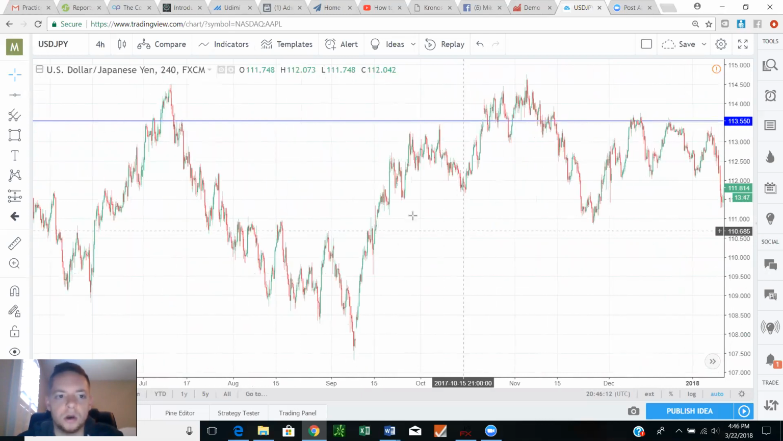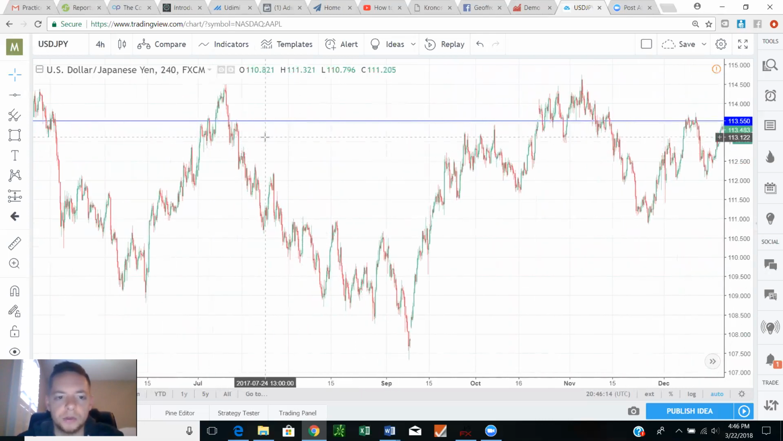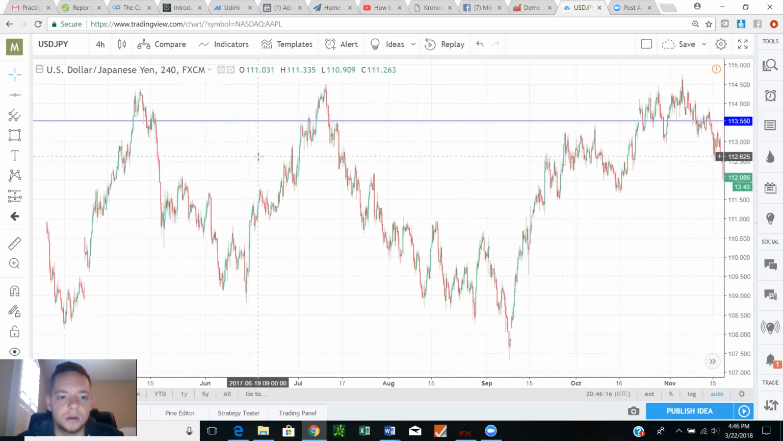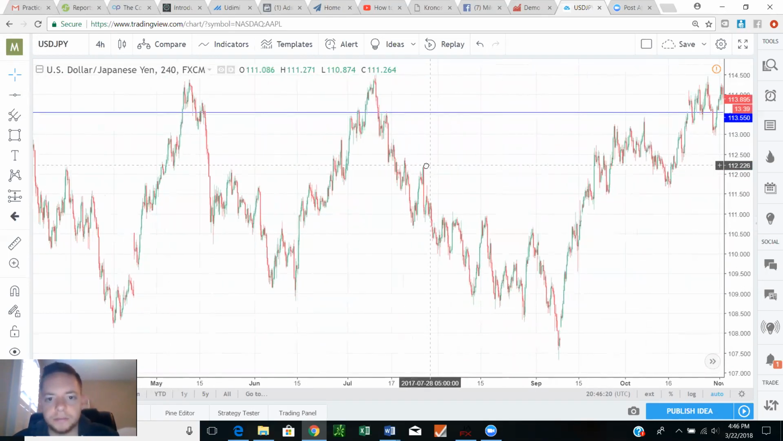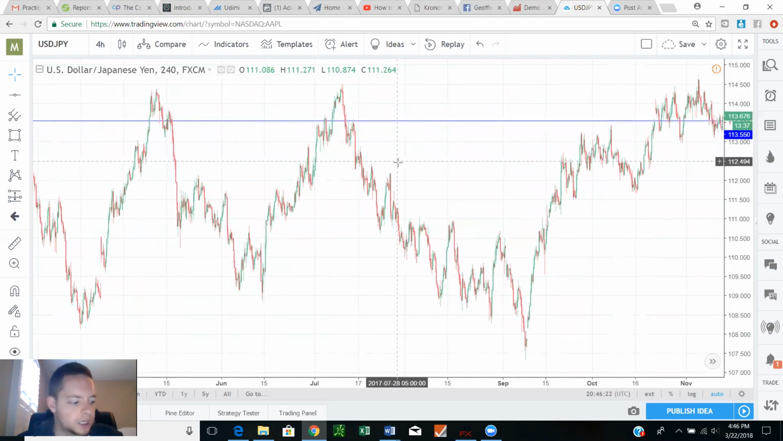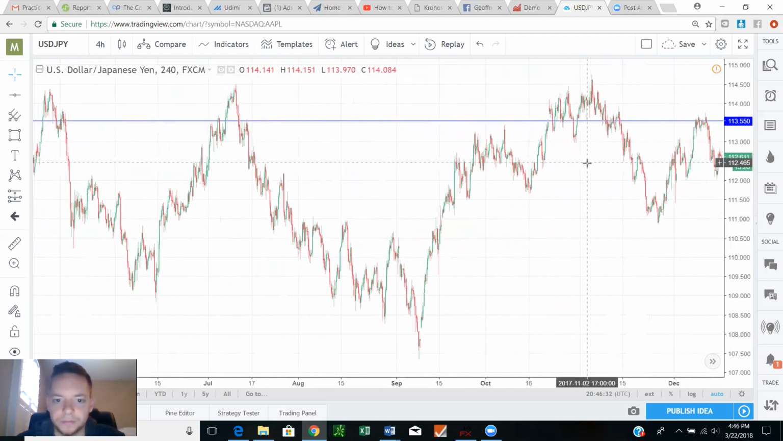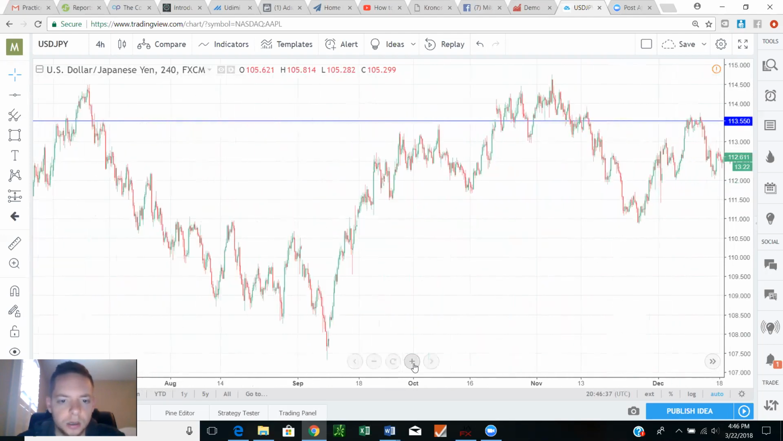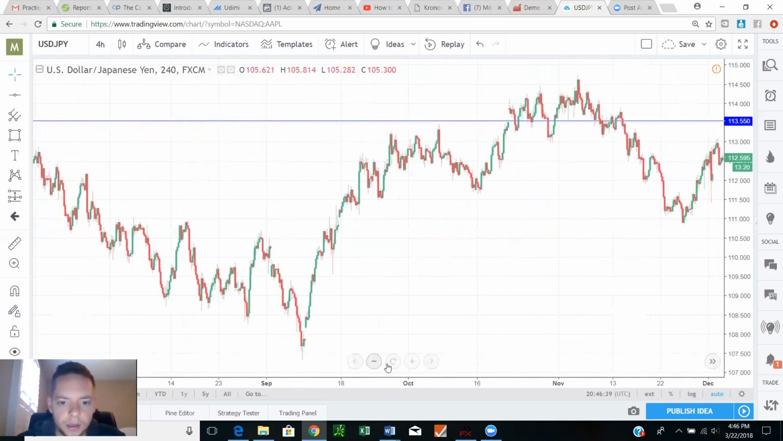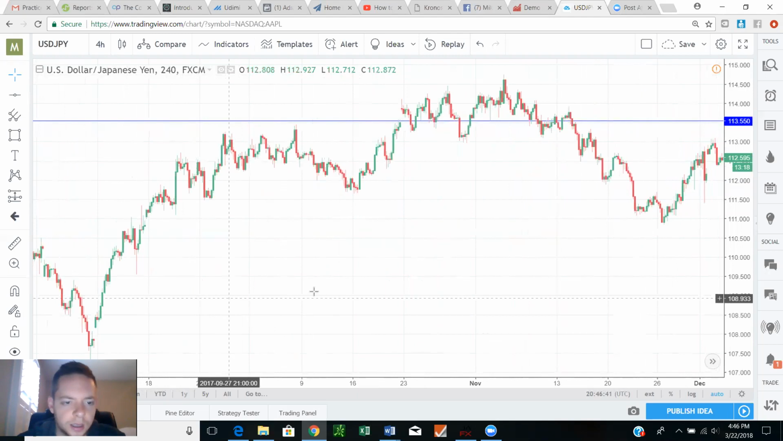So you can see over time, if you look back into the past, these support and resistance areas predict the future. Like you can see here, back in July, it was testing these same areas. It's testing the same points. Let's zoom in here.